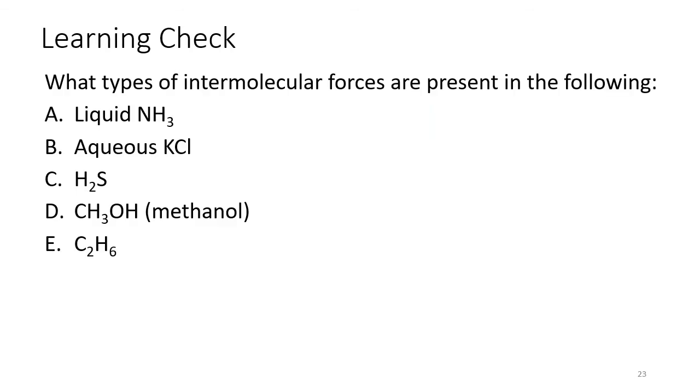What types of intermolecular forces are present in the following? NH3, aqueous KCl, H2S, methanol, and C2H6. First, we should draw the Lewis structure for each of these, and then based upon the structure, decide what intermolecular forces are present. In the structure for NH3, we have hydrogen bonded to a small, highly electronegative atom. Therefore, the strongest intermolecular forces present will be hydrogen bonding. London dispersion forces will also be present. London dispersion forces are in everything, but they're really only relevant when they're the strongest forces within a molecule.